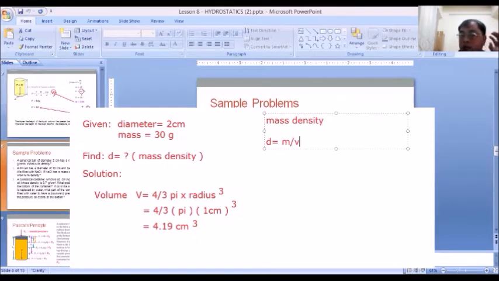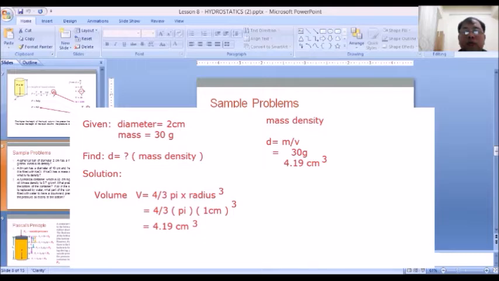And v again is volume, with mass being 30 grams. So we have 30 grams divided by a volume of 4.19 cm cubed. So how much will be our answer? The unit here is, by the way, cubic centimeter. And again, we are dividing the expression there.